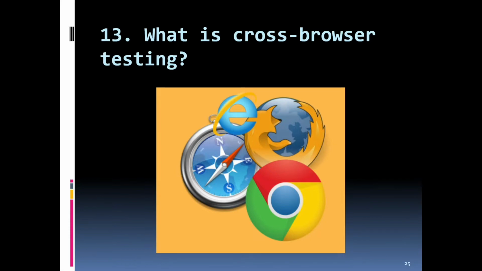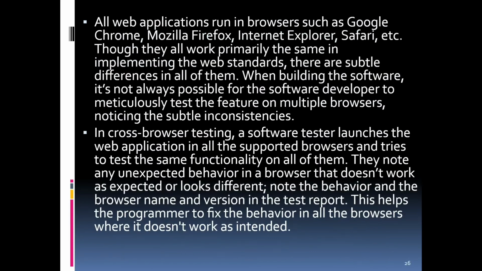Next question is cross-browser testing. Most interviewers ask this question to freshers: what is cross-browser testing? All web applications run in browsers such as Google Chrome, Mozilla Firefox, Internet Explorer, Safari, etc. They all work primarily the same, implementing the web standards, but there are subtle differences between all of them. When building the software, it is not always possible for the developer to test the feature on multiple browsers, noticing the inconsistencies.